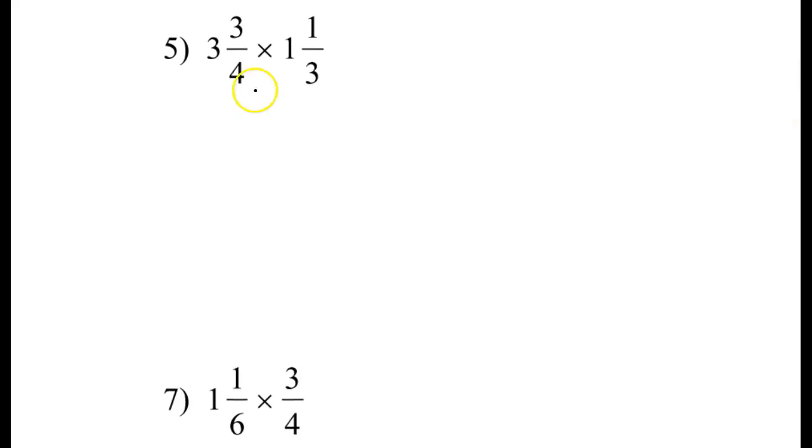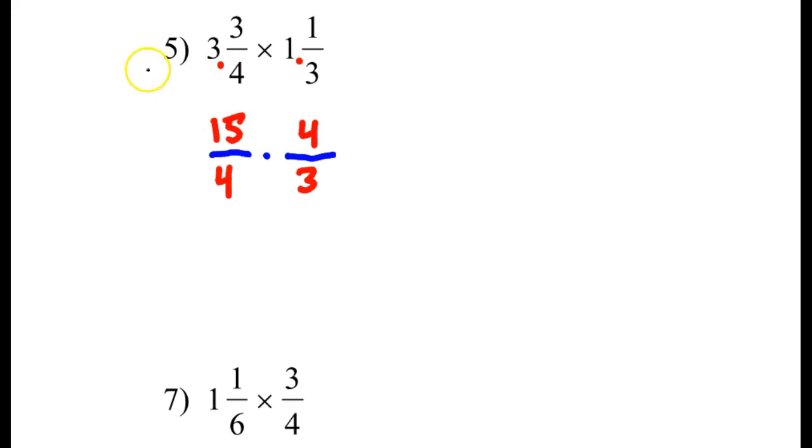Why don't you guys go ahead and try number 5. Convert both of those to improper fractions. Check with your neighbor or someone around you. See if you got the same fraction. So I saw a lot of people get 4 times 3 is 12, plus 3 is 15 fourths. And we have the same thing as number 1. 3 times 1 plus 1, 4/3.